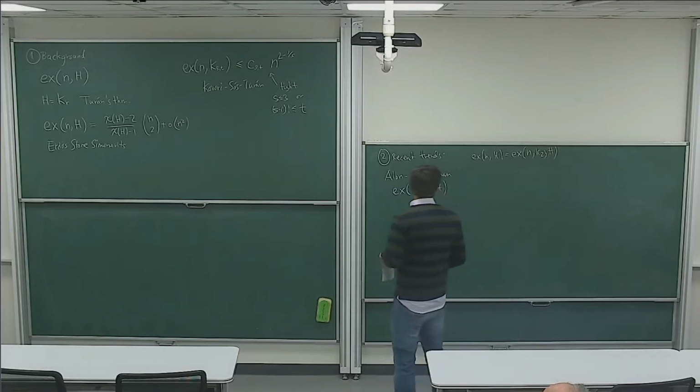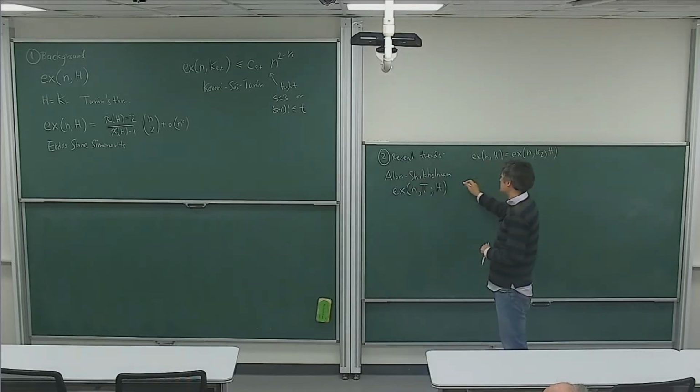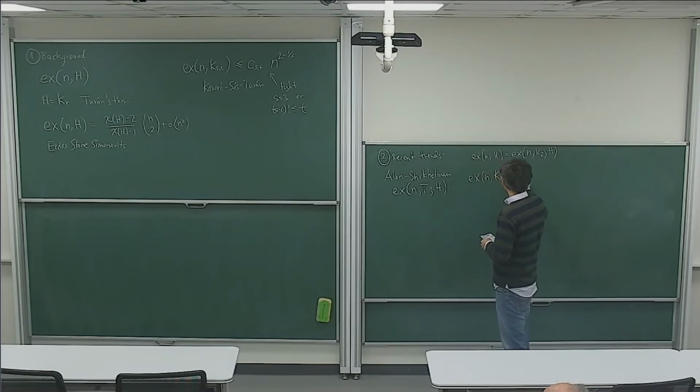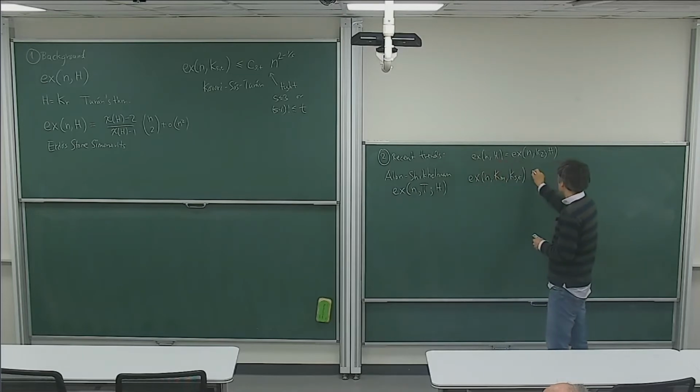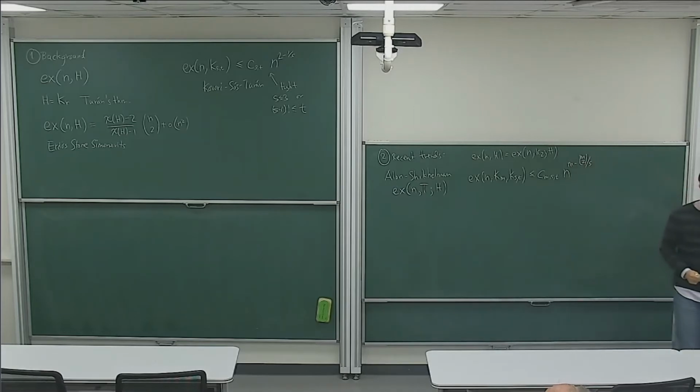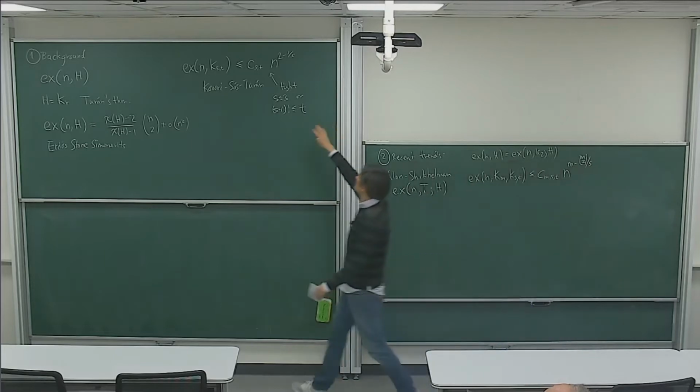For example, one thing that they prove in their paper, which is from maybe 2015 or so, is that ex(n, K_m, K_{s,t}) is at most C_{m,s,t} times n to the m minus m choose 2 over s. Something like this. And again, tight in the same region as this.